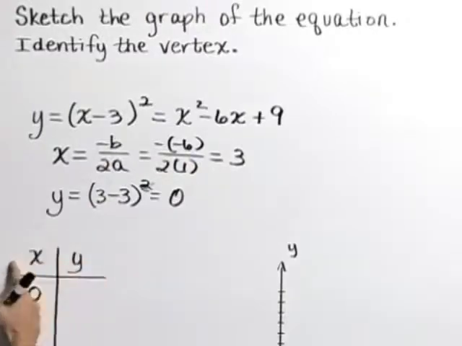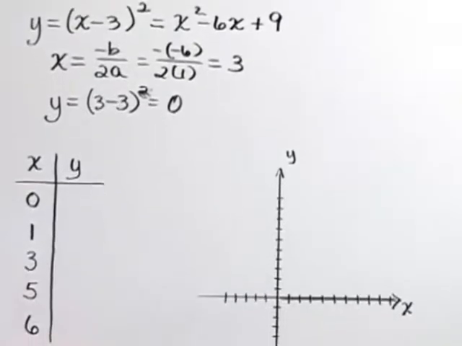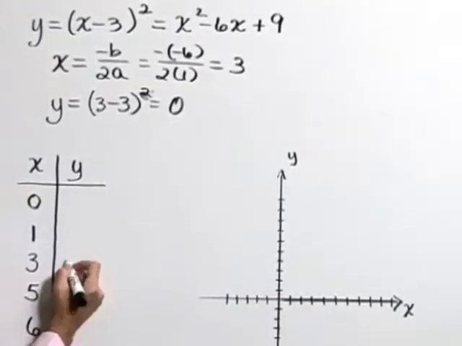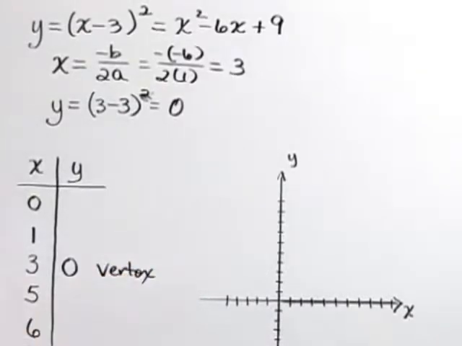Another thing I'm going to do is complete a few points in our t-table to help us draw out the rest of this graph of a parabola. We've already determined the point 3, 0, the vertex. Let's find a few other points in this t-table.